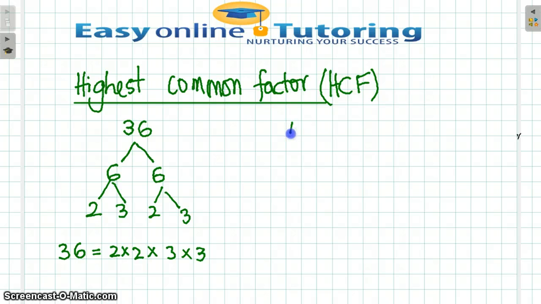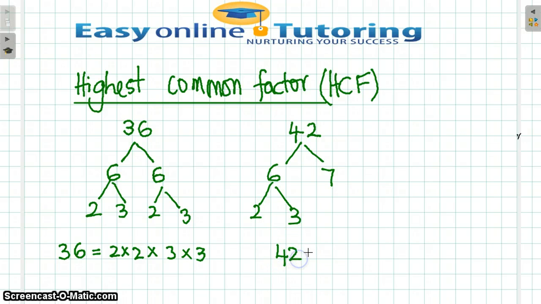Now if we take the number 42 and write it as a product of its prime factors, we would look at the numbers that would be multiplied together to produce 42, which would be 6 and 7. 7 is a prime number, so we stop there, but 6 can be broken down into 2 and 3. So the prime numbers that produce 42 as their product is 2 times 3 times 7.